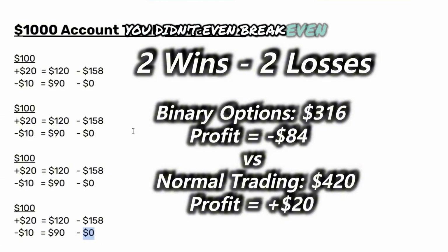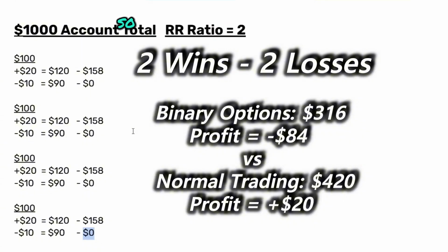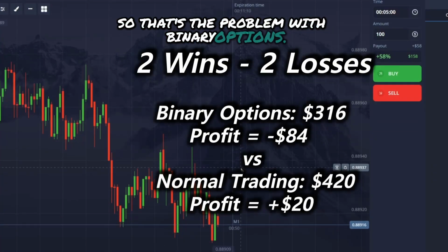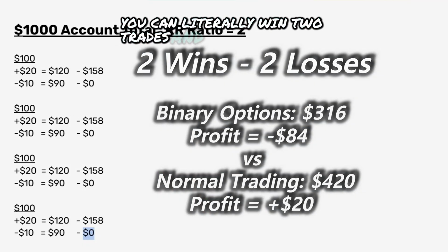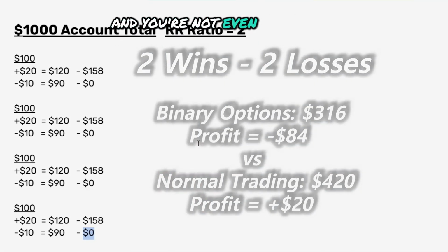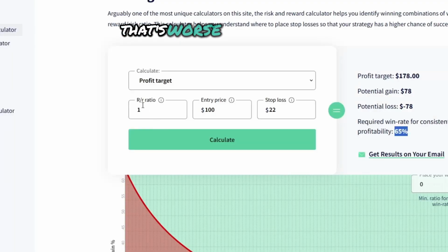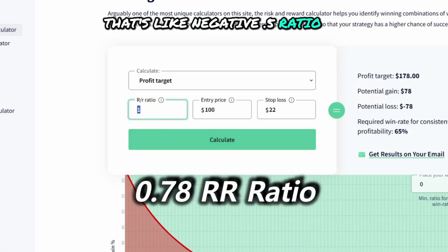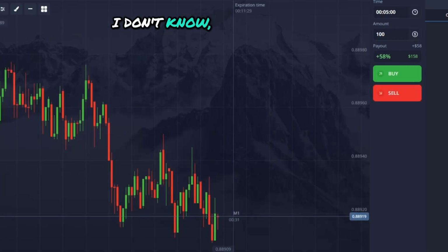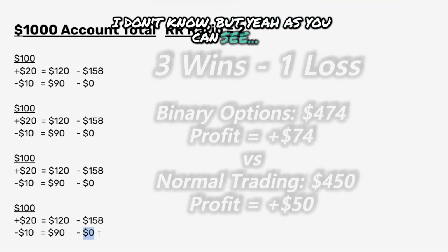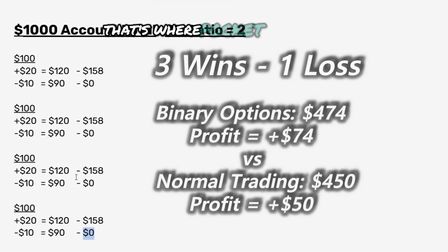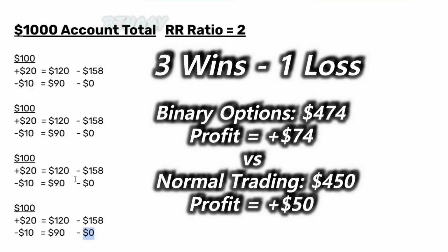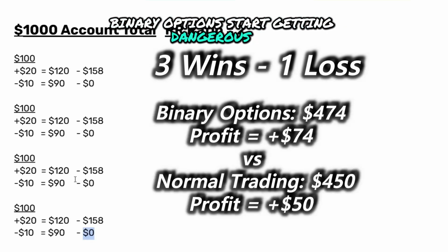You didn't even break even, you're negative. So that's the problem with binary options. You can literally win 2 trades and lose 2 trades and you're not even breaking even. That's worse than a 1 ratio. I don't know what that is, like that's like a negative 0.5 ratio or something. But yeah, as you can see, that's where Pocket Option and binary options start getting dangerous.